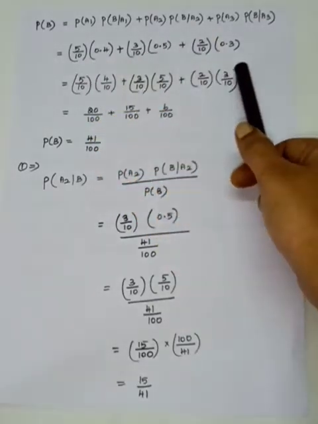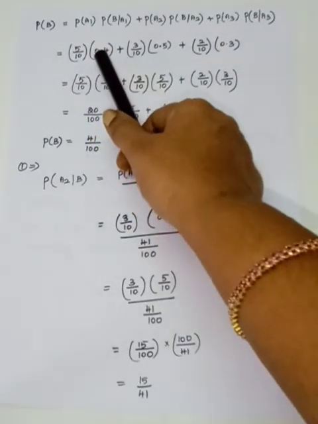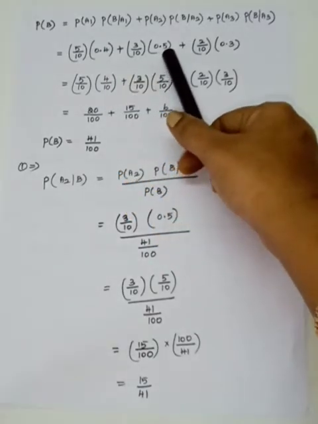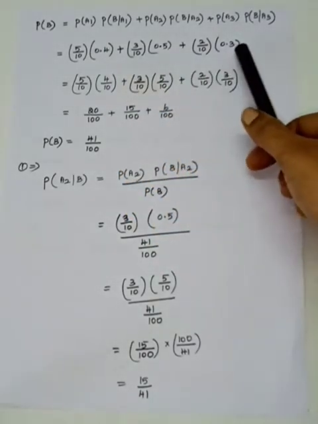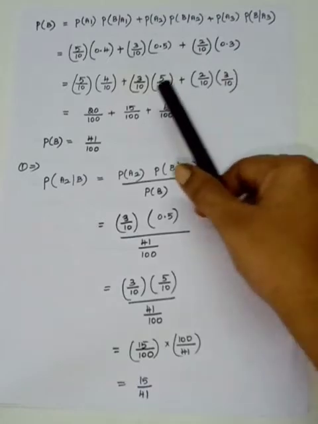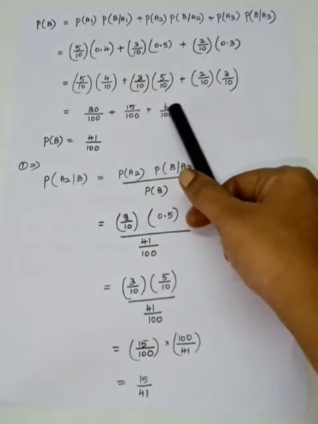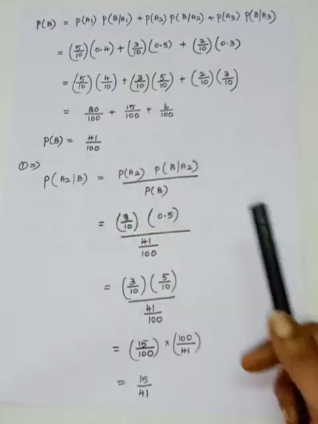So the results have to be substituted. Here 0.4 is in decimal, so I have written it as 4 by 10. In the same way 0.5 is 5 by 10 and here 0.3 is 3 by 10. If you multiply, it is 20 by 100 plus 15 by 100 plus 6 by 100. So that is 41 by 100.